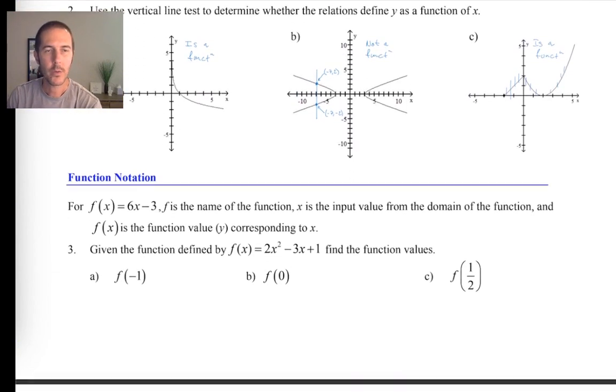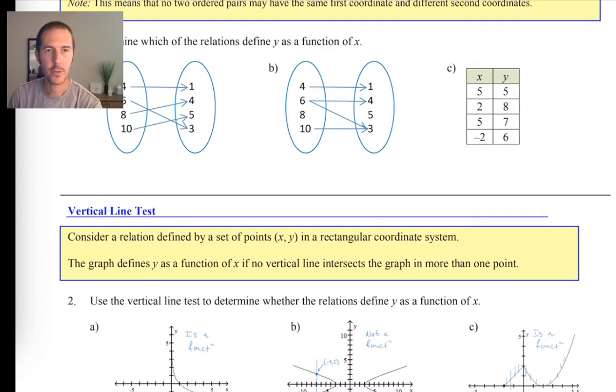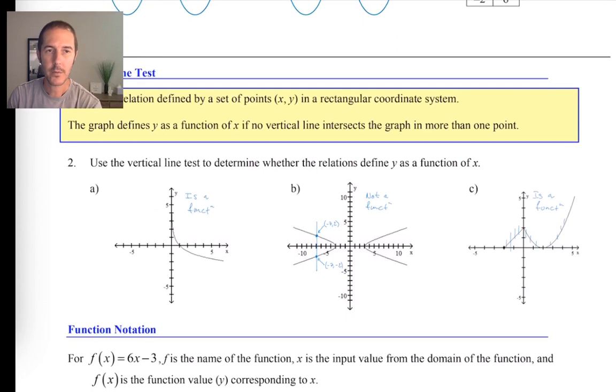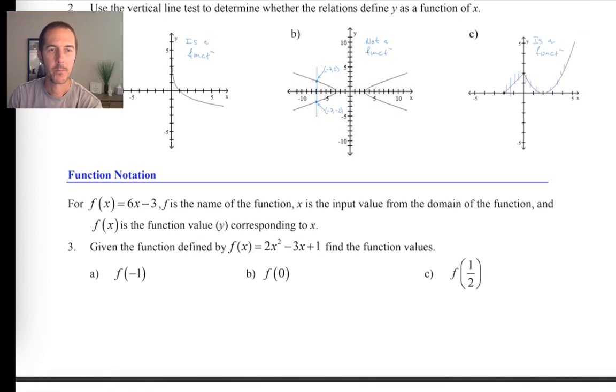We won't always be given a mapping like our first three examples, nor a table of values, nor will we necessarily be given the graph of what may or may not be a function. We might be given an equation, and very often in the algebra that we've seen so far in our life, we see our equations written as y equals equations. They don't always appear that way.